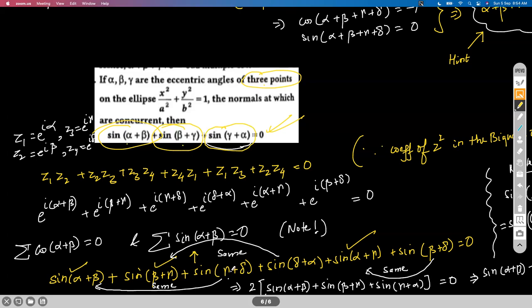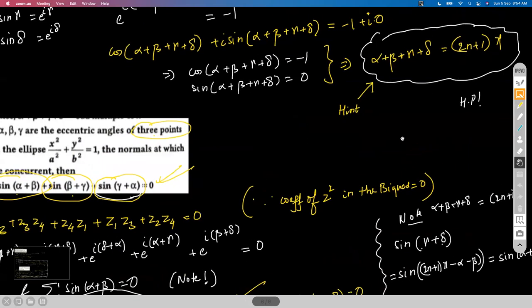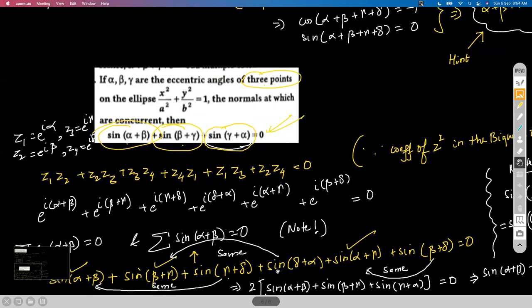So sine gamma plus delta is as good as sine alpha plus beta, right? Because of this hint which I gave you. Similarly, sine delta plus alpha is the same as sine beta plus gamma. And sine beta plus delta is the same as sine alpha plus gamma. And that's why this entire sum becomes twice the given expression, which is anyways going to be zero because this is zero. So the property holds true. Is it fine? Any questions?